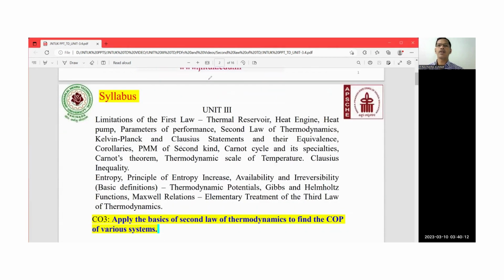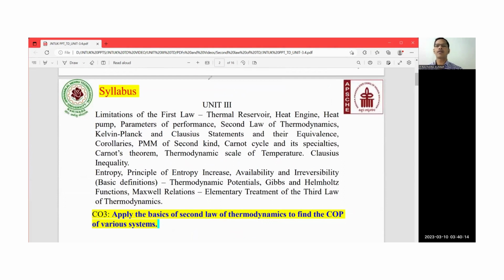So in the third unit, the basic concepts we have discussed, once again recapitulating the main points. The first one: we discussed the limitations of the first law of thermodynamics, then how you can overcome the limitations of the first law, and it will be applied to the second law of thermodynamics.